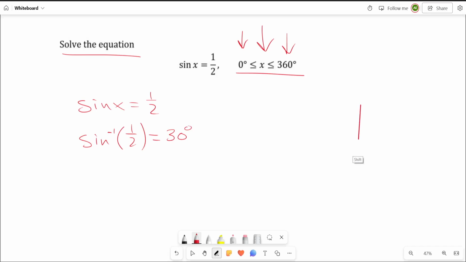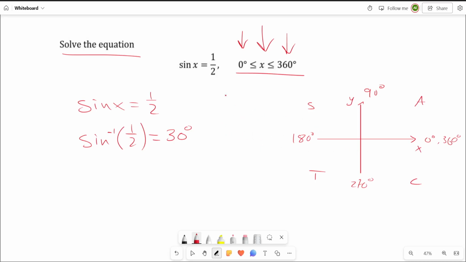So let's draw our ASTC quadrants and see how we're gonna move from there. So this is my X, this is my Y. I know that this quadrant is A, S, T, C. A is all, S is sine, T is tan, C is cosine. And then the next step is writing my angles. So I know that this is 0 degrees, this is 90 degrees, 180 degrees, 270 degrees, and this comes to a full circle, which gives me 360 degrees.